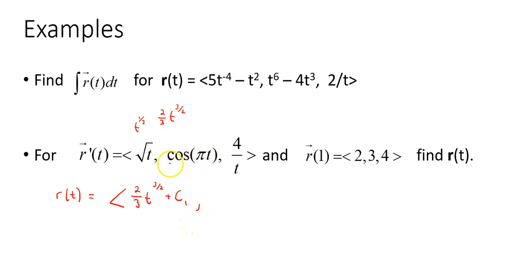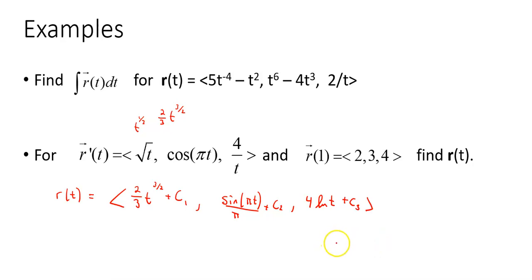All right. How do I take the antiderivative of cosine pi t? So I'll end up with the sine of pi t, but remember that there's a chain rule involved here. So sine of pi t divided by pi plus a different constant. All right, the third one, when I take the antiderivative of 4 over t, I get 4 natural log of t plus a third constant.